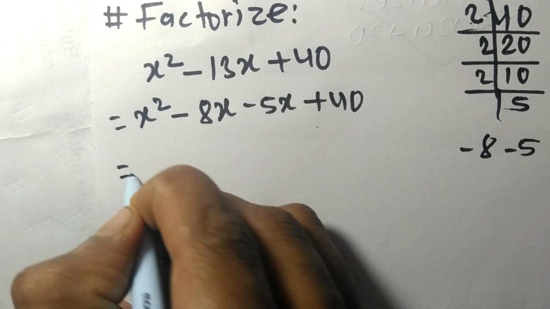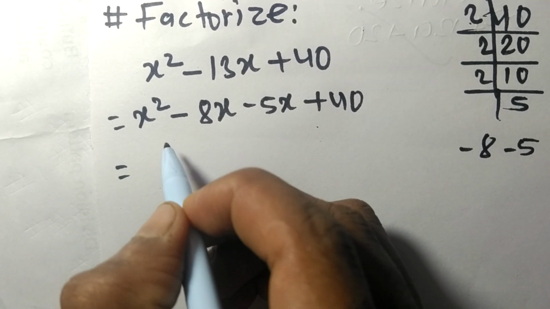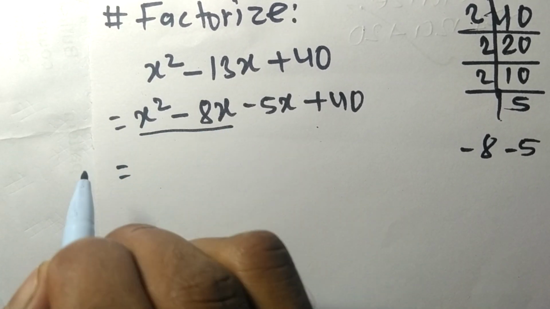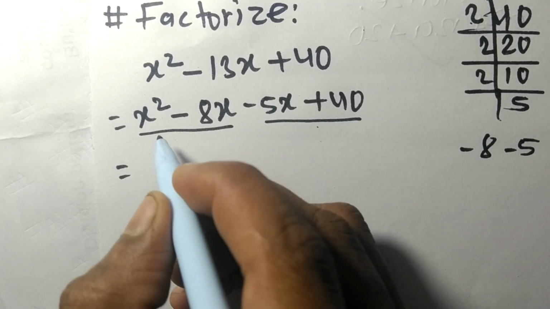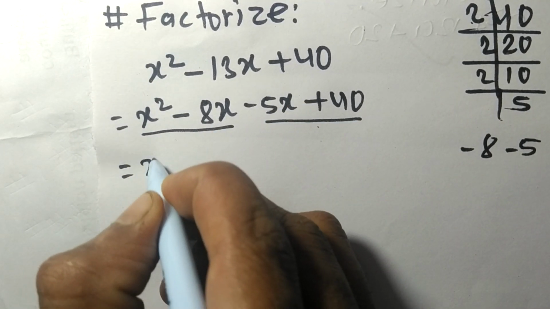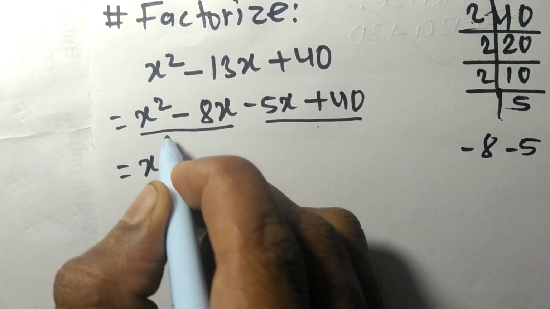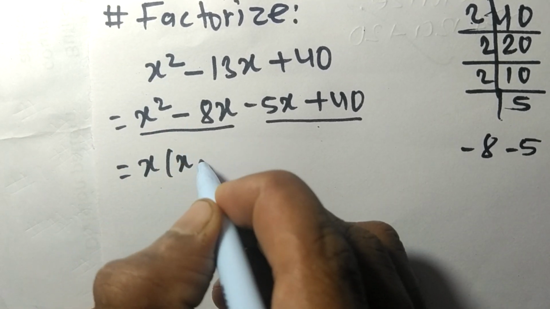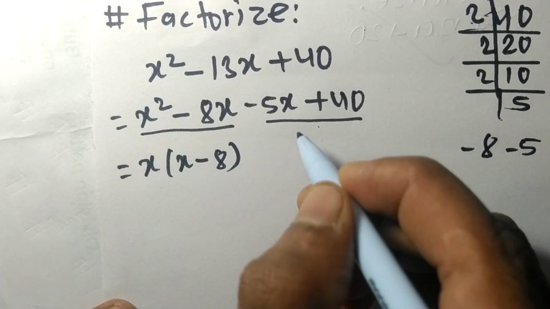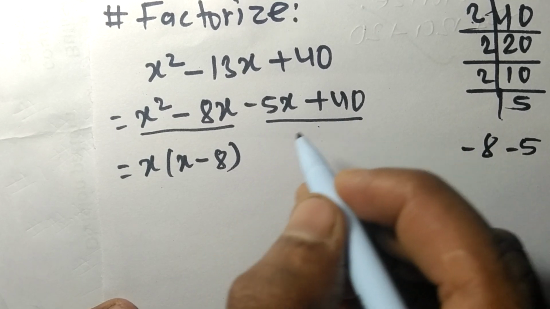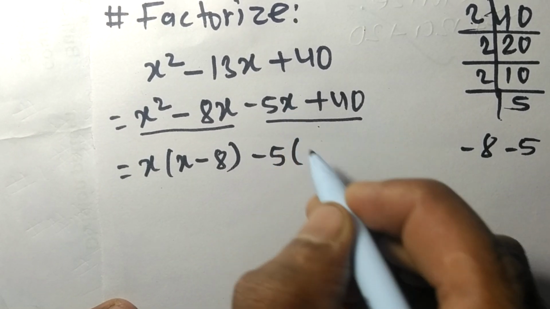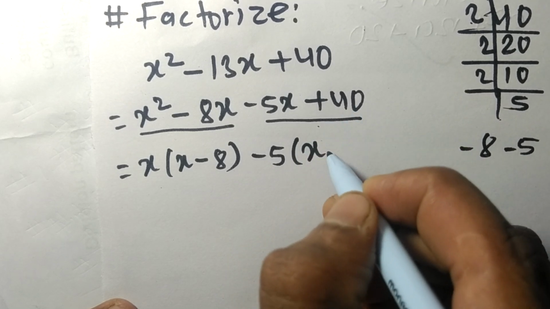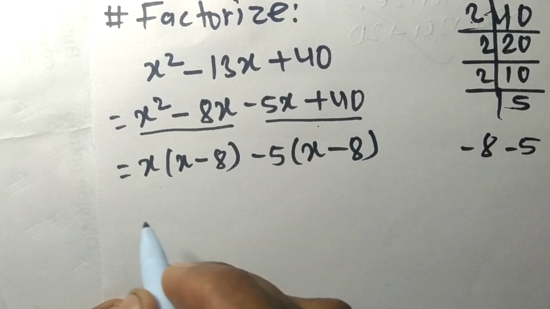So now we find out the common factors in both the first expression and the last expression. In the first, the common is x. So the remainder here is x, here minus 8. In the last, the common here is minus 5. So the remainder here is x and at last minus 8.